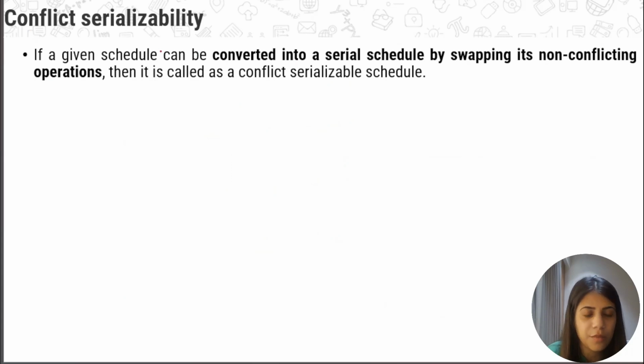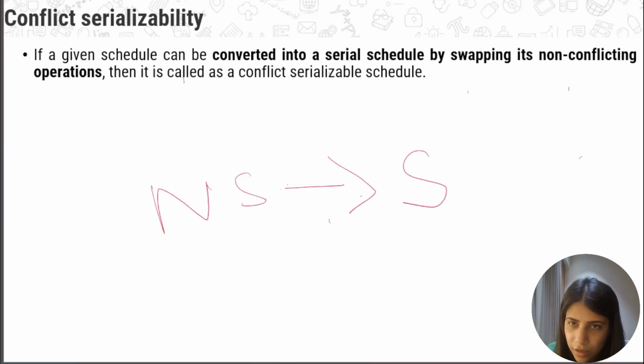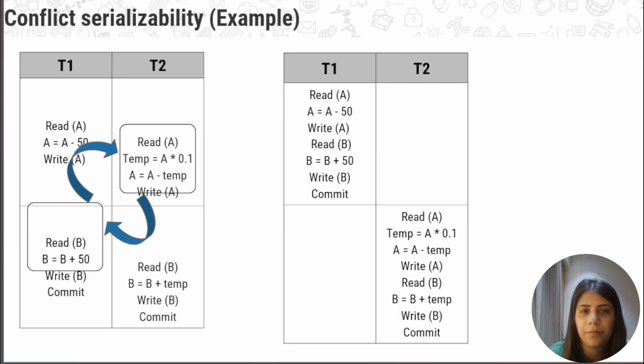Conflict serializability means if a given schedule can be converted into a serial schedule by swapping its non-conflicting operations, then it is called a conflict serializable schedule. Which means if you have a non-serial schedule which you can convert into a serial schedule by swapping or interchanging the non-conflicting operations.